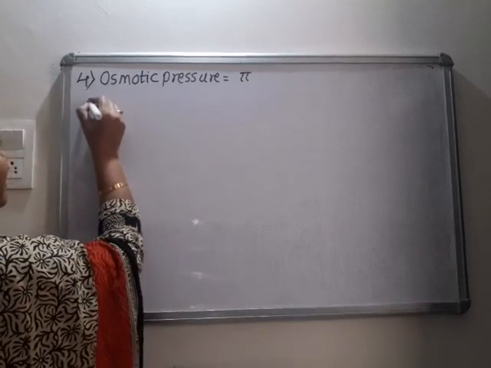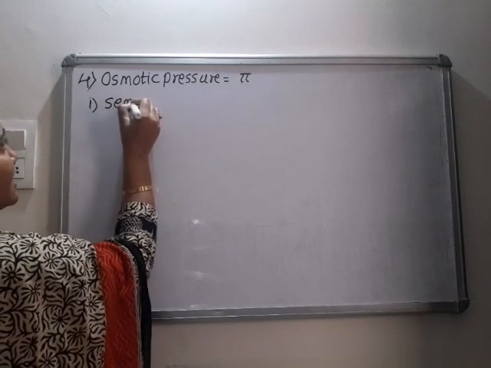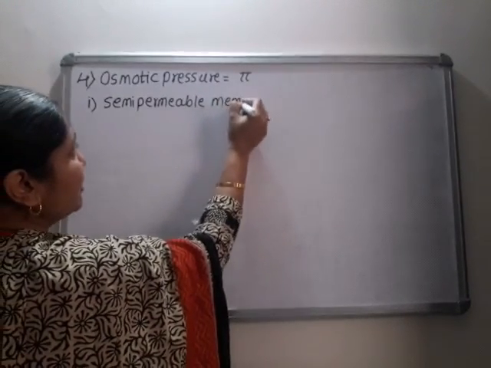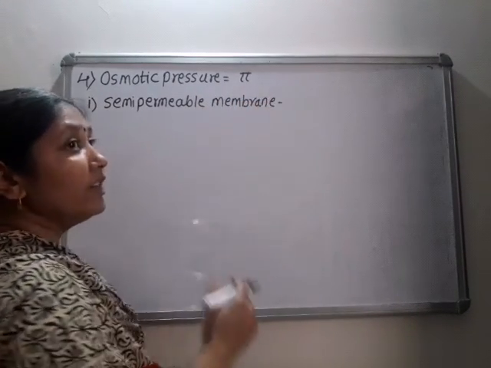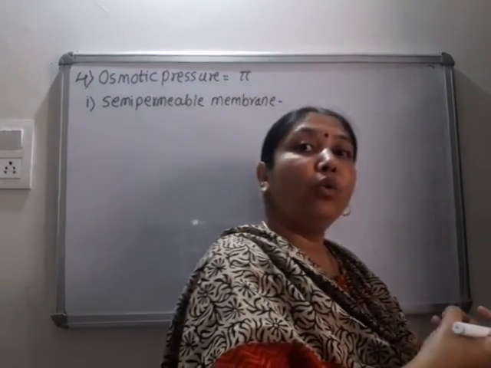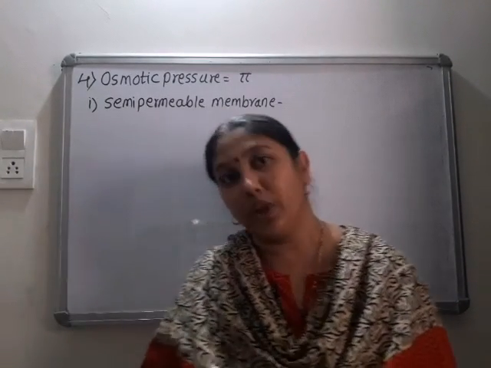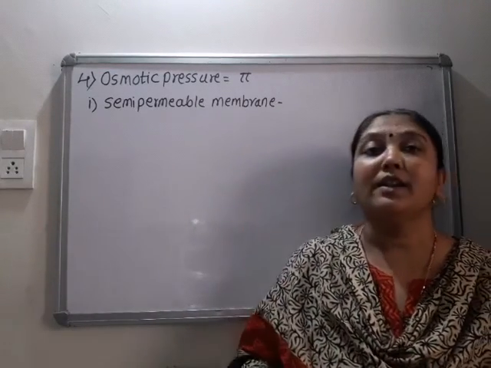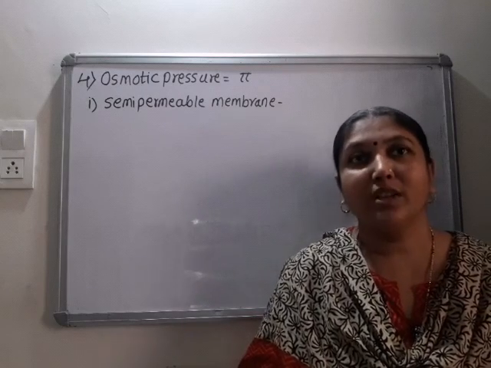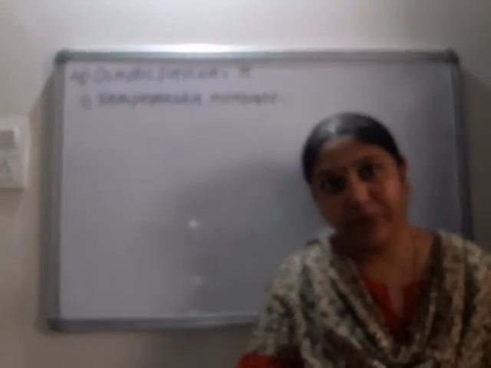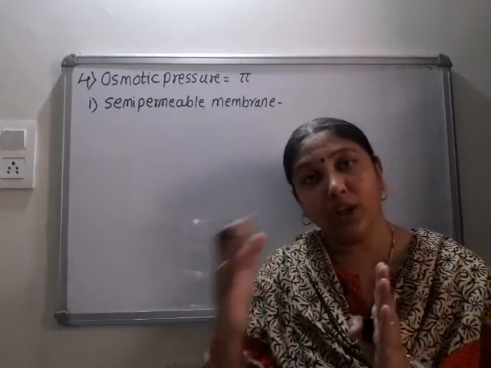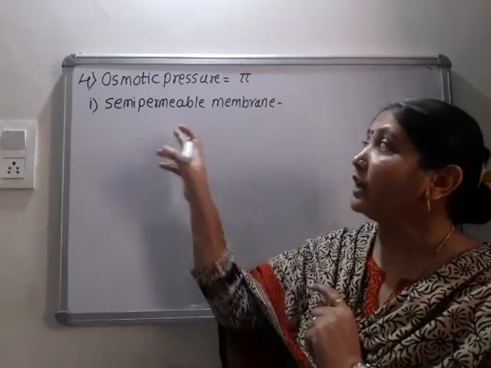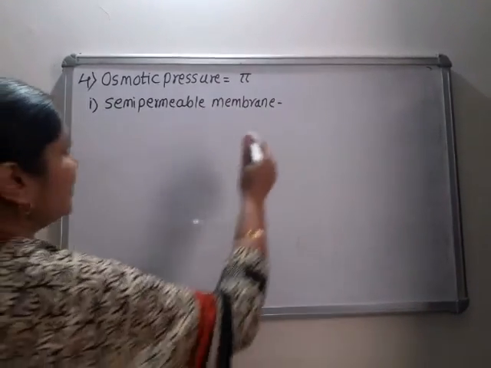Okay. So semi-permeable membrane. A membrane which allows to pass only solvent molecules through it and not bigger solute molecules, such a membrane is called a semi-permeable membrane. For example, cellophane, a transparent paper, through which only solvent can pass but not solute particles. That is called a semi-permeable membrane.